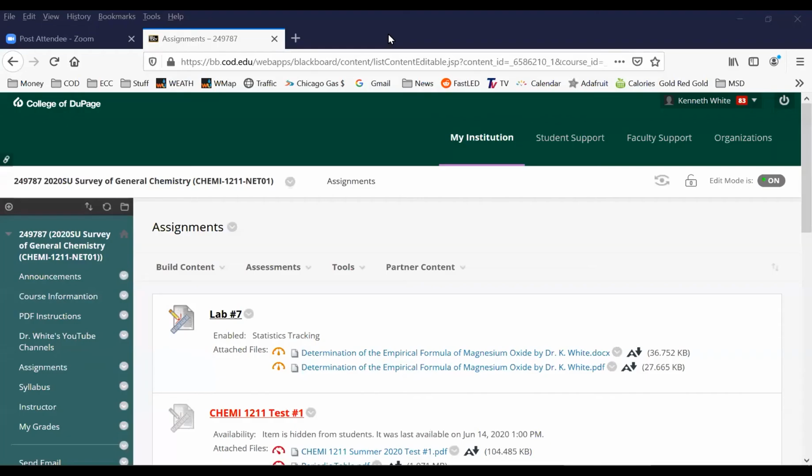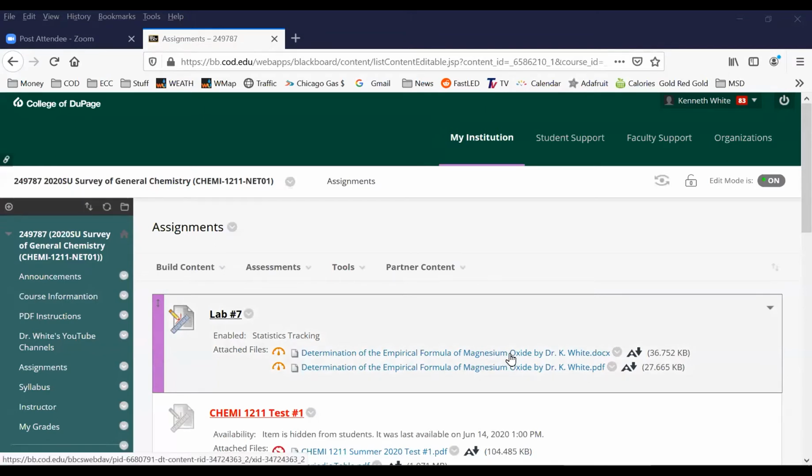For that one, Lab 7, just don't do the Labster one. Do mine. Hold on while I jump around. If you look at the assignments area, you'll see determination of empirical formula of magnesium oxide. I went through that last Thursday. Go look at the video for last Thursday on YouTube. You can see how I just described that.